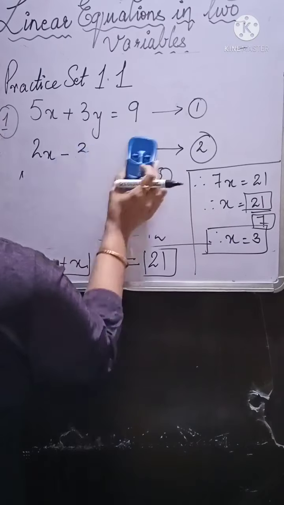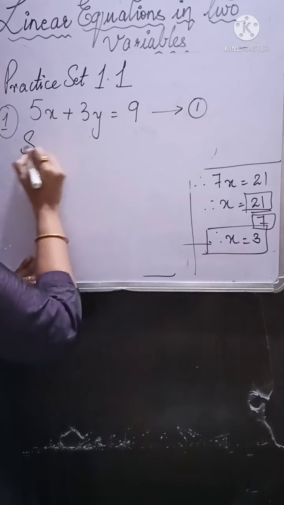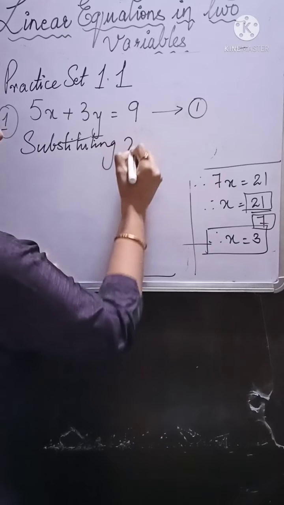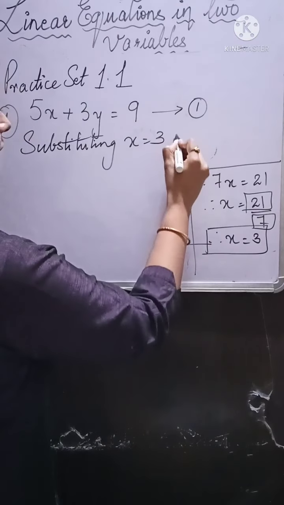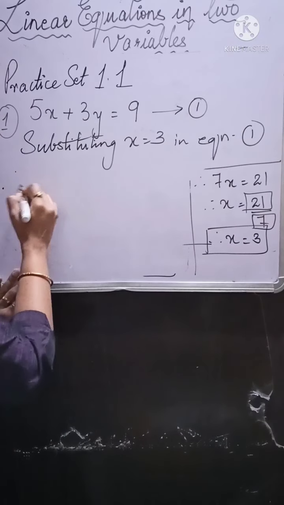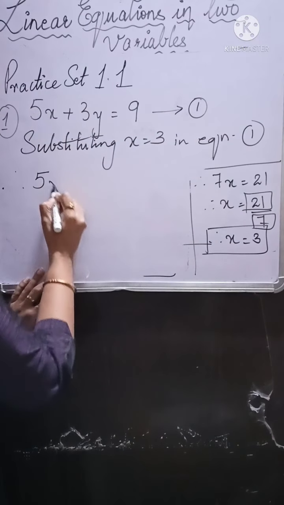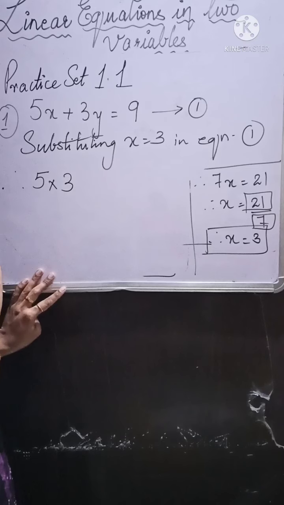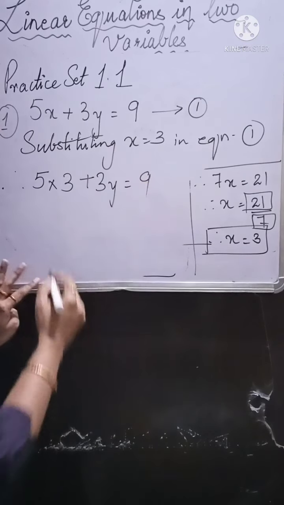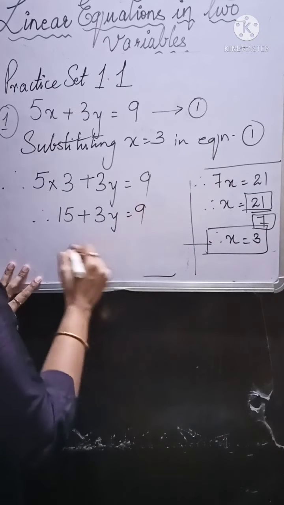Now I carry the sum. The remaining part I will write it here. We will write substituting x is equal to 3 in equation 1. I am substituting it in equation 1. So therefore, where you see x, there you will put 3. So here you have 5 into x, 5 into 3. x we got 3, right? Plus 3y is equal to 9. Therefore, 15 plus 3y is equal to 9.